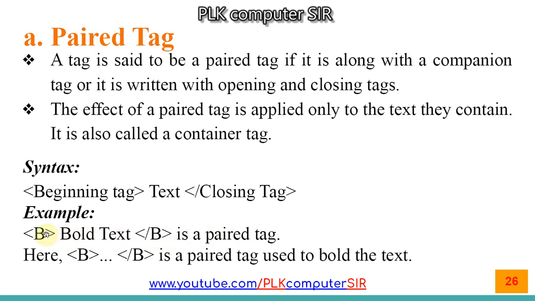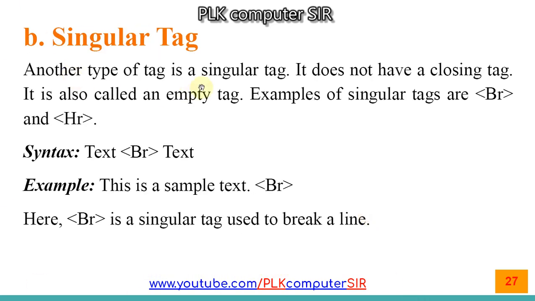Because it is between the starting and closing tag, it is a pair tag. After that, the text won't be bold. So remember, if you have to give any effect, the text should be within the pair tag, between the opening and closing. Here B open and B close is a pair tag used to bold the text. Another type of tag is a singular tag.